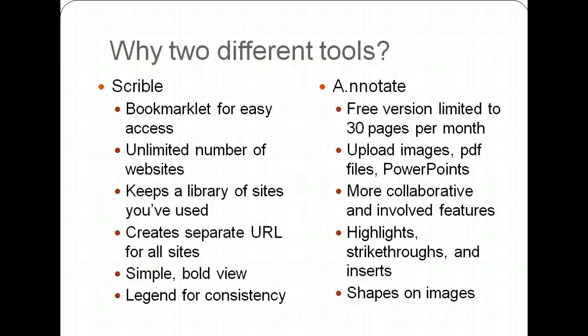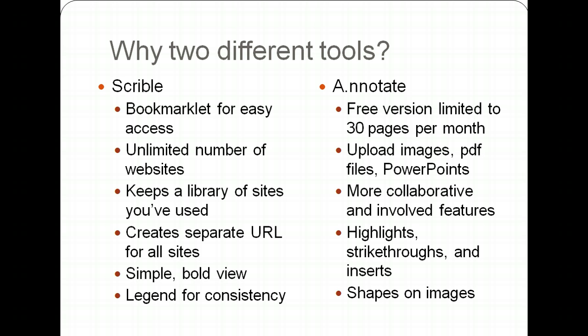Scribble has a bookmarklet for easy access, and so any website that is online, you can use Scribble for. It has an unlimited number of websites, so you can do as many as you want with the free version. It keeps a library of sites that you've used so that you can go into your library and see all of the different sites that you've annotated. It also creates a separate URL for every site that you do. So once you annotate a site, it has its own URL.